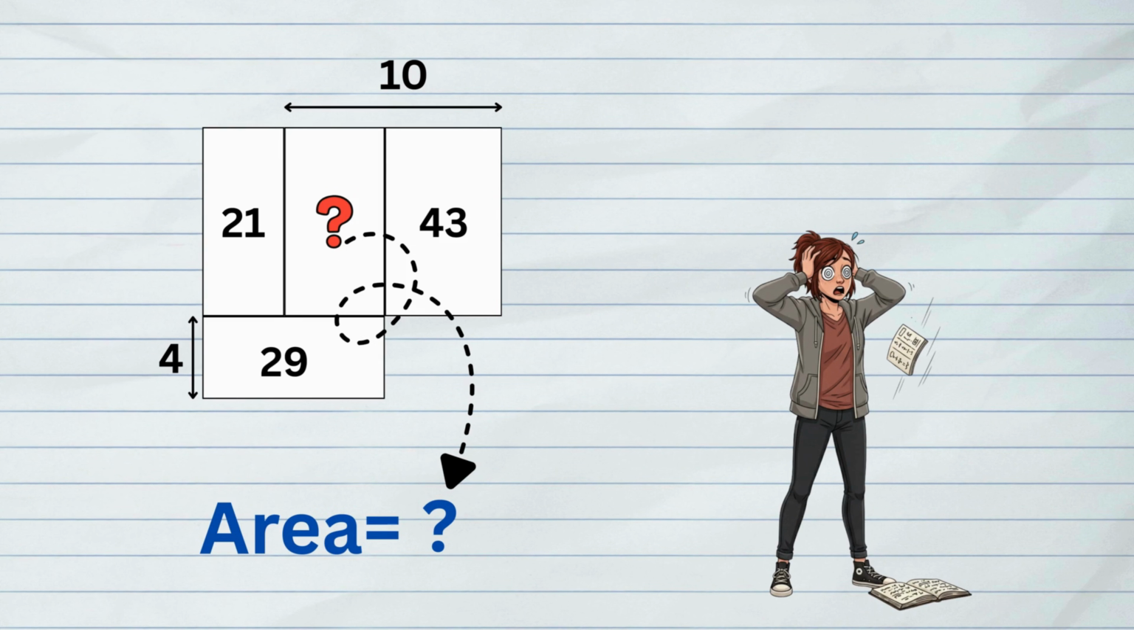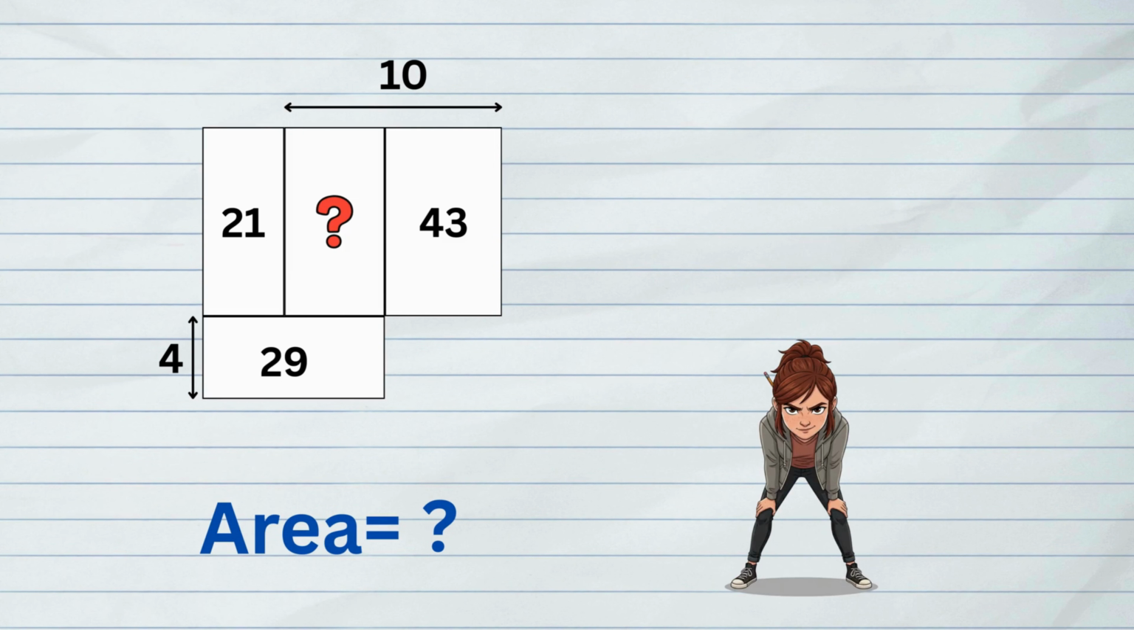Not its sides, the area. That's all we care about. Let's give the middle rectangle a width of x and a height of y. If we can find x times y, we're done.